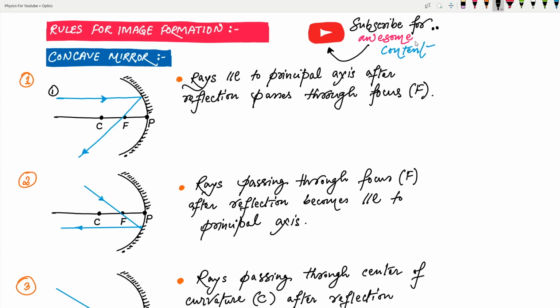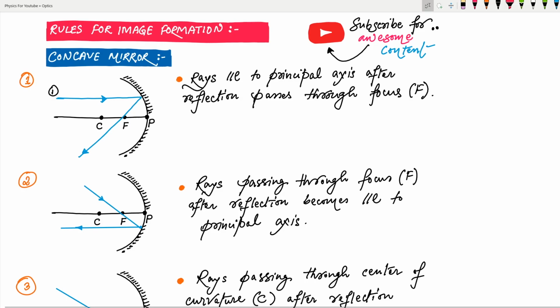Now let's look at rule 2. It says that rays passing through the focus become parallel to the principal axis after reflection. So this is just the opposite of rule 1. This is the ray that is passing through the focus. As you can see, the blue one, after reflection it becomes parallel to the principal axis. So this is a simple rule.